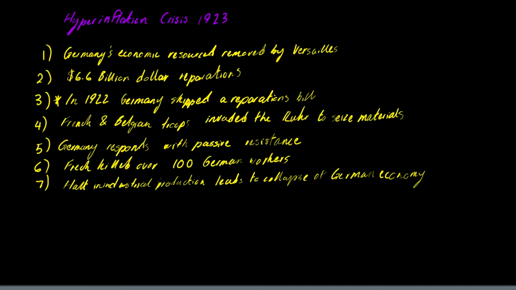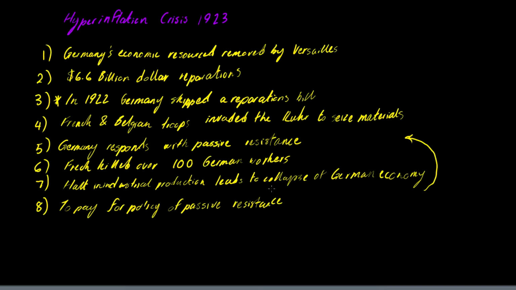After that, to pay for the policy of passive resistance, the German government begins to print more money. These workers aren't just going to stop producing materials for free. They need to be paid somehow. They still need food to eat. So in order to fund passive resistance, the government says, okay, we're finding it difficult, we have to pay reparations, let's just print more money. The German government prints more money. This is known as inflation, obviously.